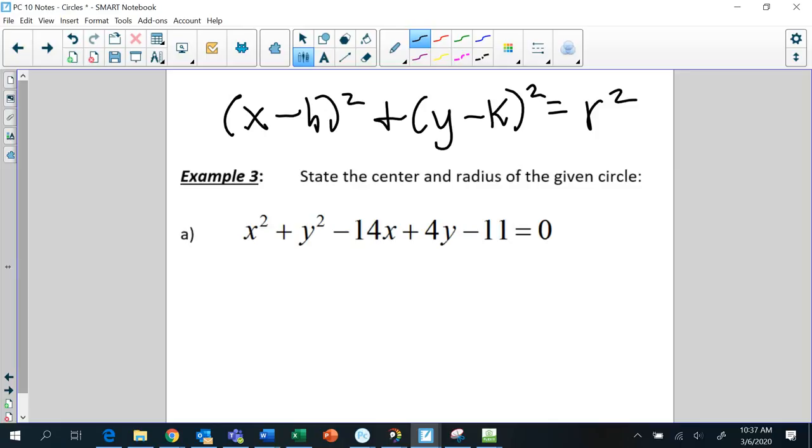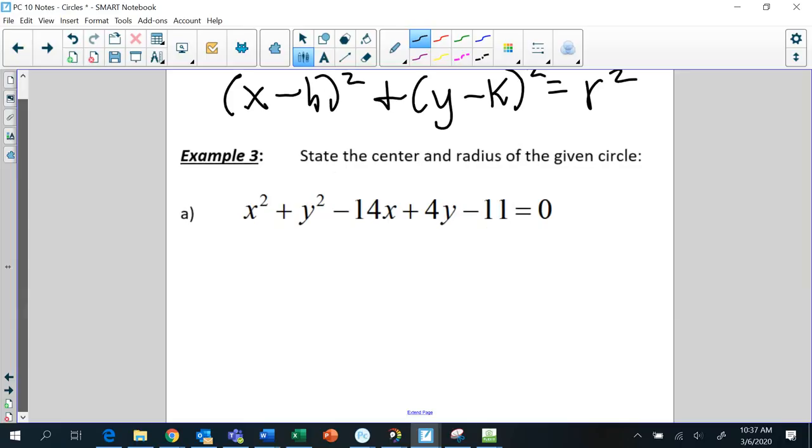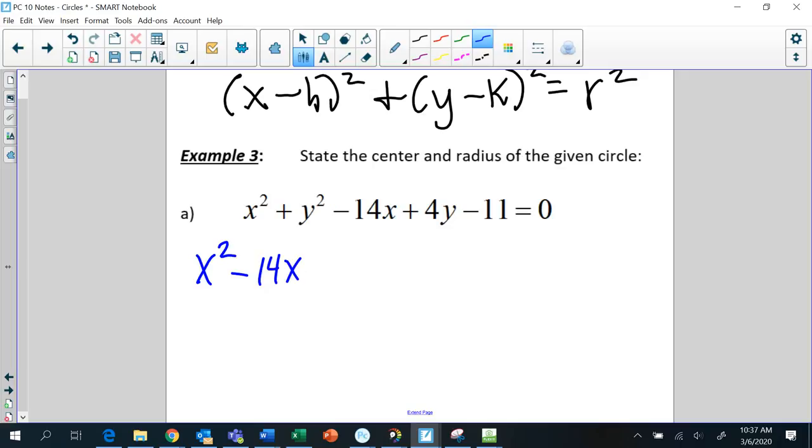So in order to do this, you have to have all your x's and all your y's collected together. So right now I've got it all mixed. I'm going to reorder this so that I have x squared minus 14x. I'll leave a space. Reorder this so that I have plus y squared plus 4y. I'm going to leave a space. I'm going to keep reordering so that I have equals 0, and then I'm going to put my plus 11 over there. Okay?